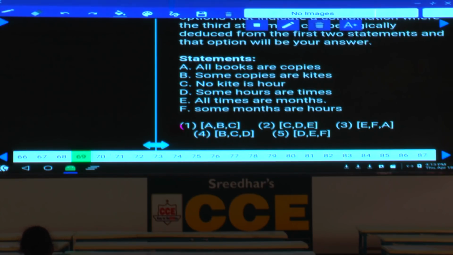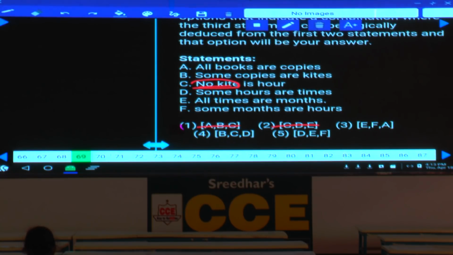Now in this question number 69, A, B and C. Now in this A, B and C, A and B are affirmative, C is a negative conclusion, cannot be done, choice 1 is ruled out. Then choice 2, C, D and E. Now in this C, D and E again, C is a negative statement, E is an affirmative, this is also ruled out. E, F and A.